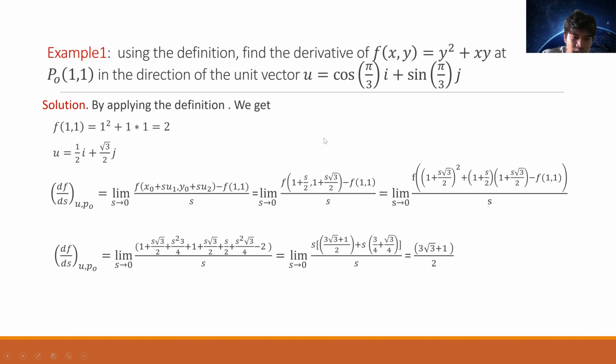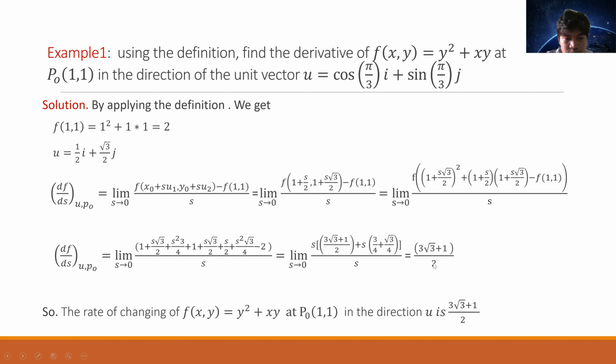By simplifying this, we got the limit as s approaches 0 of s times (3 times square root 3 plus 1 over 2) plus s times 3 over 4 plus square root 3 over 4, all over s. This s and this s cancel each other. The remaining answer here is 3 times square root 3 plus 1 over 2. So the rate of change of the function y square plus x times y at the point (1, 1) in the direction u is 3 times square root 3 plus 1 over 2.